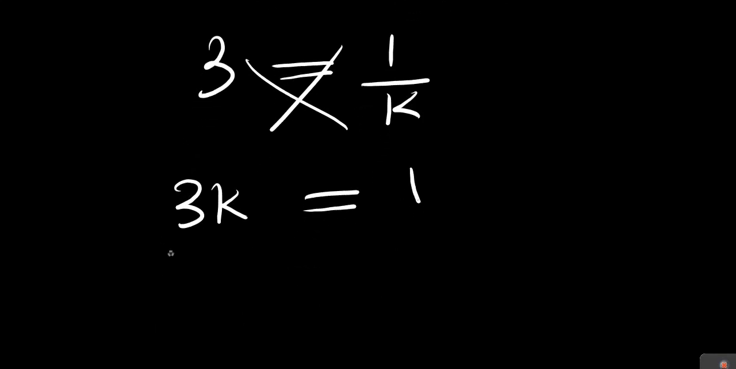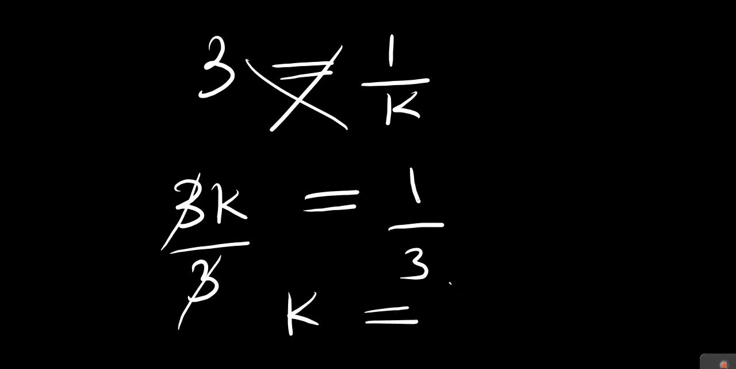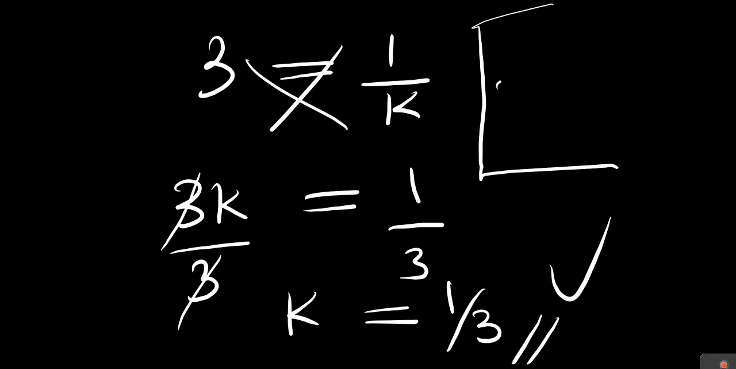And from here, we divide both sides by 3. 3 will definitely cancel 3, and k is equal to 1 over 3. So this becomes the only valid solution for this equation. And recall the equation: 27 power k times k is equal to 1.